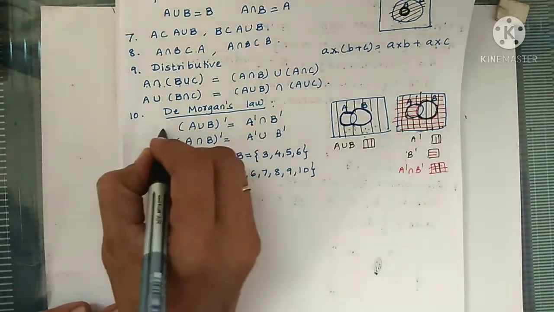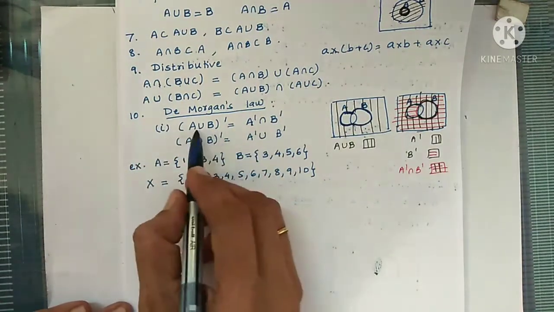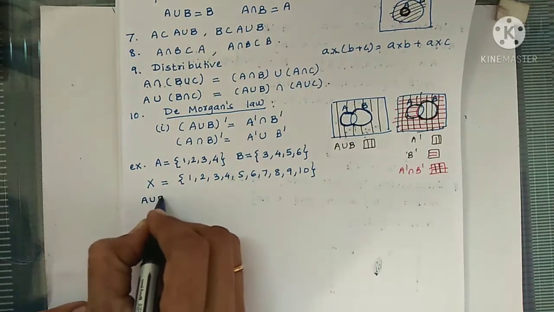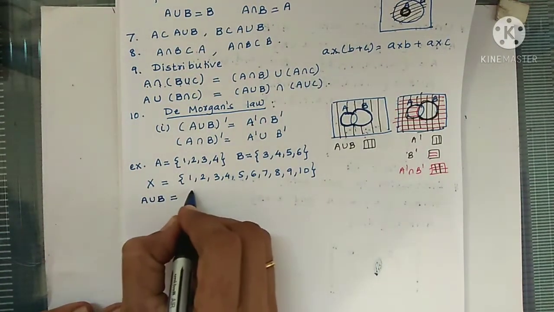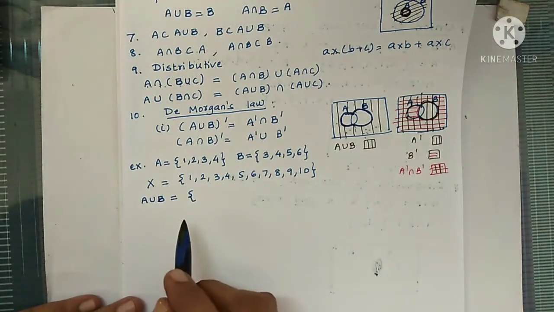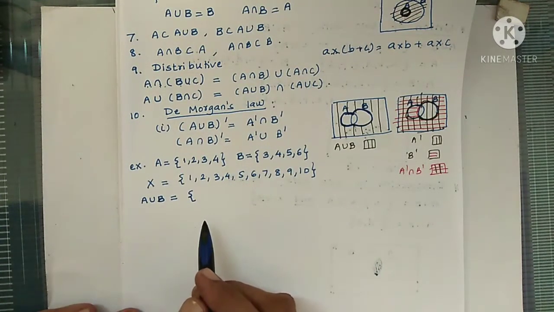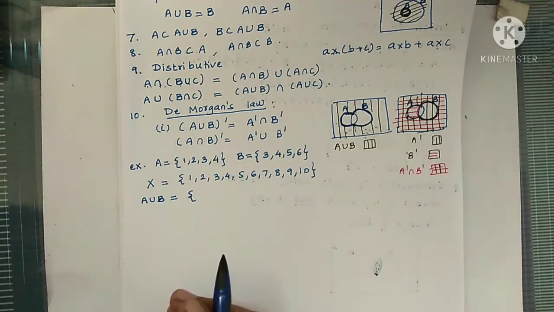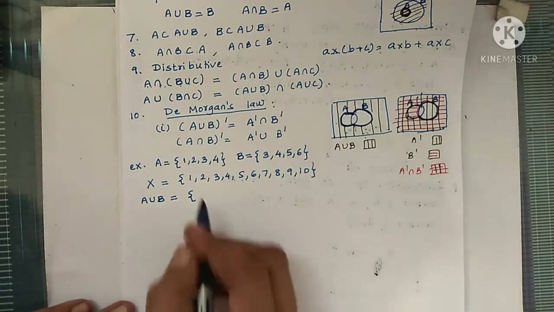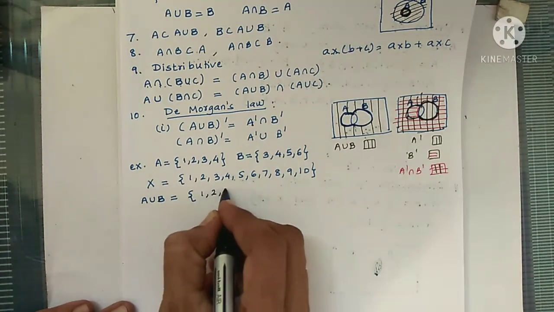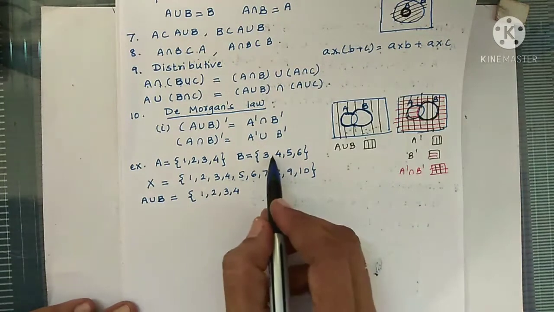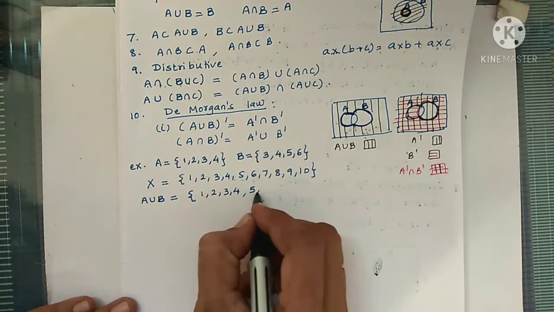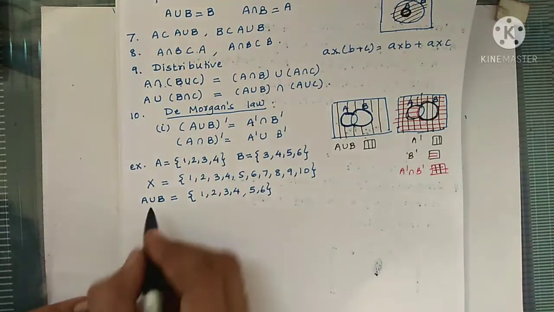To verify the first law, we first write A union B and then its complement. So what is A union B? We have to write all elements of A and B both, but writing each element only once. A contains 1, 2, 3, 4. Now B has 3, 4, 5, 6, but 3, 4 are already written here, so we write only 5 and 6. So this is A union B.